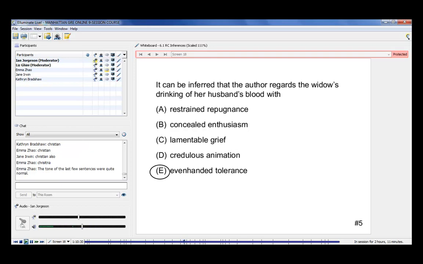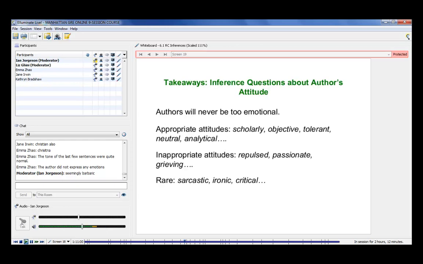Yeah, the tone of the last few sentences was quite normal. This is an academic author describing something in a very neutral way. Not really much in the terms of emotions. I agree with you 100%. And I think the key phrase is seemingly barbaric. In other words, it might be seemingly barbaric to us, but that doesn't mean it's actually barbaric as far as the author is concerned, right? It seems to be barbaric, but the author's not saying it actually is. And that's the takeaway here. And by the way, E was totally correct, so good job, guys. Very good job on that.